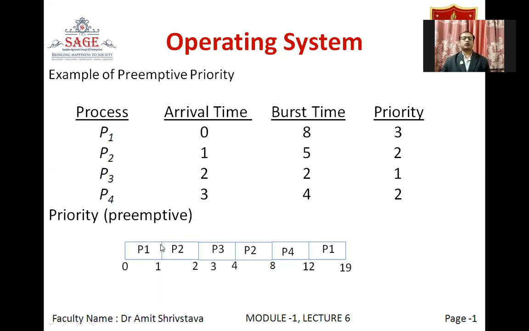So P2 has already executed 1 unit time interval. So remaining time is 4. So from 4 to 8, P2 will be executing. Now we are left with 2 processes, that is P1 and P4. P4 is having the higher priority. So next we will choose P4. So from 8 to 12, we will be running P4 because its CPU burst is 4 unit time interval. Now we are left with P1, but P1 has already executed 1 unit time interval. So remaining time is 7 units. So from 12 to 19, P1 will be executing. So this is again chart of priority algorithm with preemptive scheme.